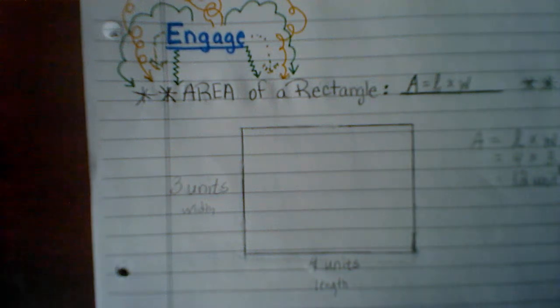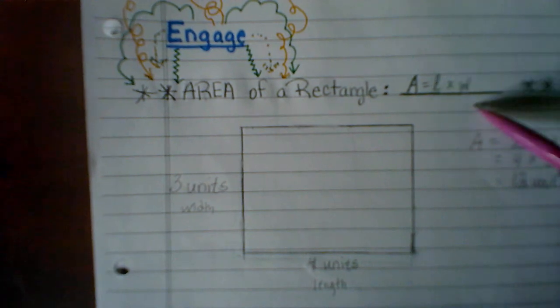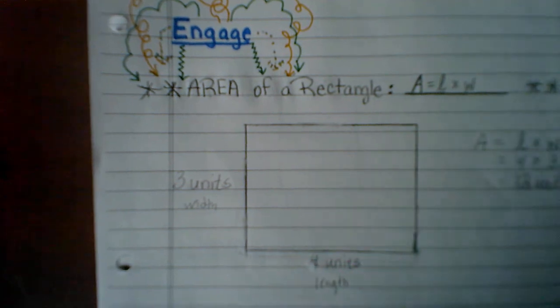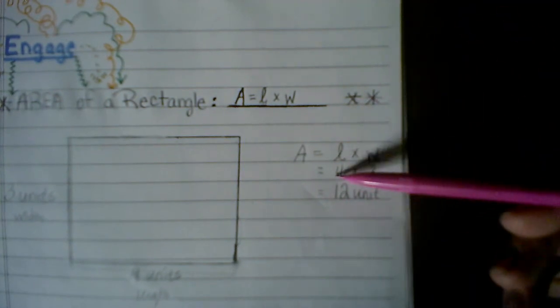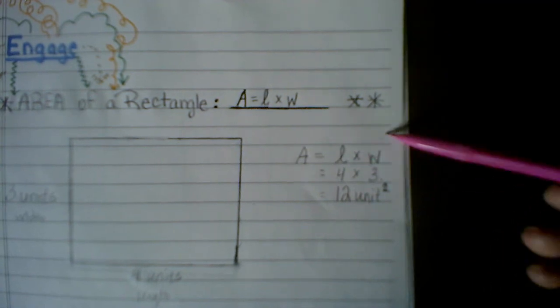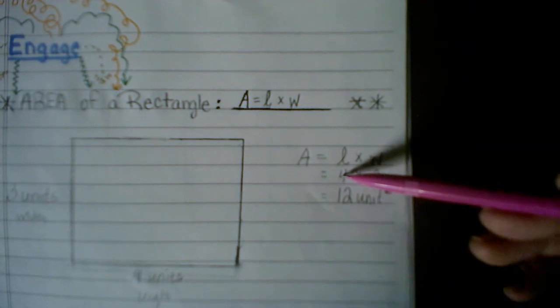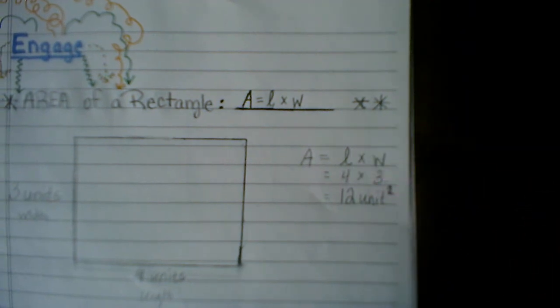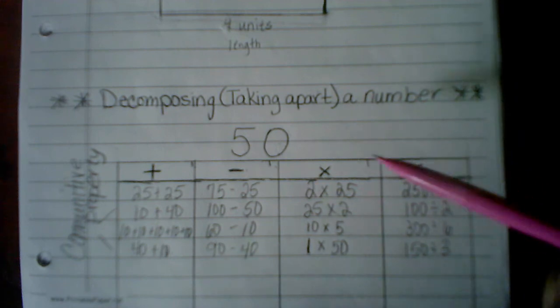We ended the last video going over the area of a rectangle, which is length times width. And we found out on this one, a 3 by 4. To find out the actual area of the rectangle, we substituted a 4 in place of the length and a 3 in place of the width. We talked about how we could have had a 3 here and a 4 here and still came up with the same answer. We also talked about taking apart, or decomposing, a number.